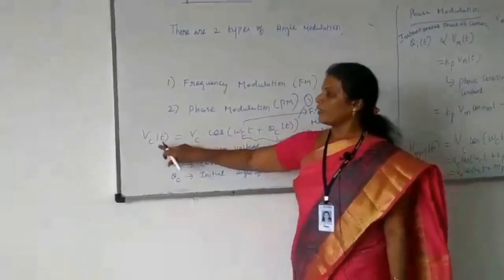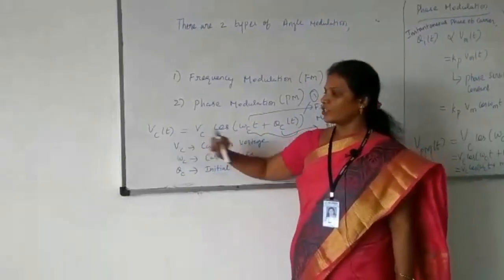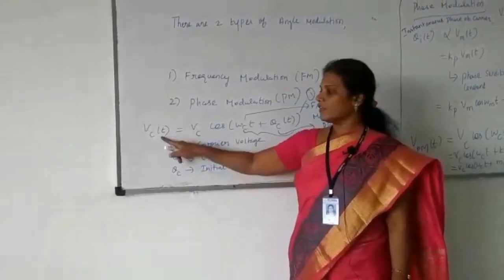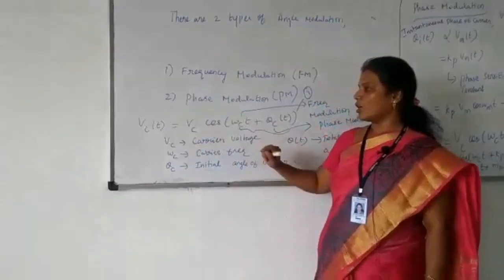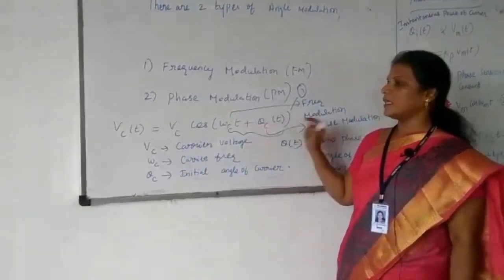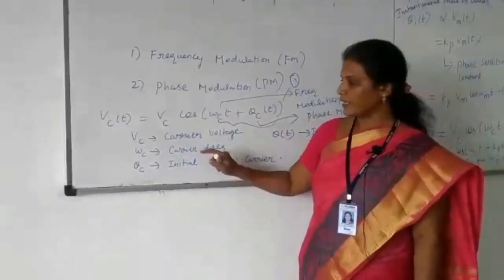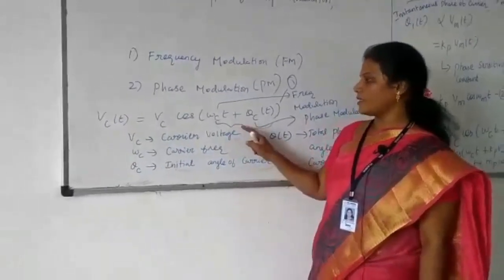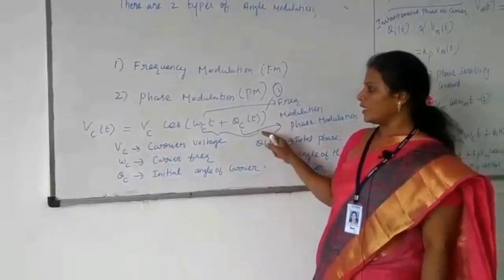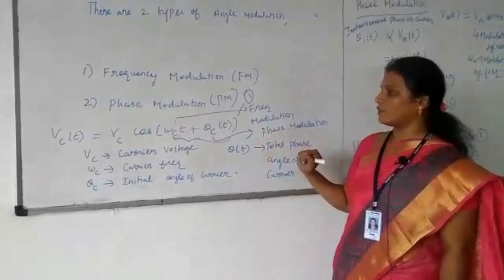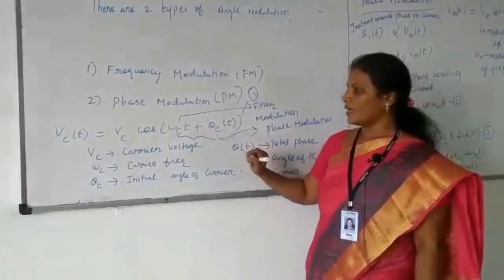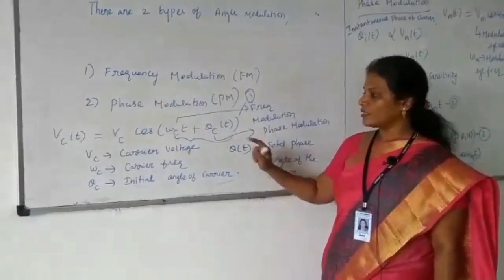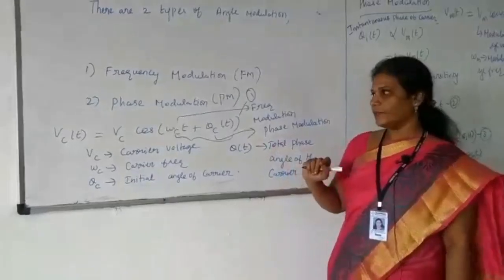If you take your carrier voltage, any carrier voltage can mathematically be represented as Vc of t is equal to Vc into cos of omega ct plus theta c of t, where Vc is the carrier voltage, omega c is the carrier frequency, and theta c is the initial phase angle of the carrier. Together, omega c and theta c are called the total phase angle of the carrier.